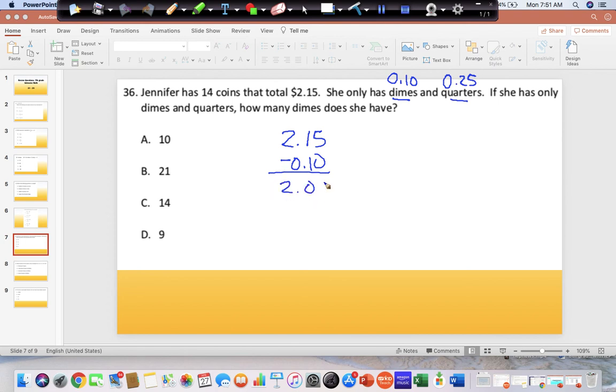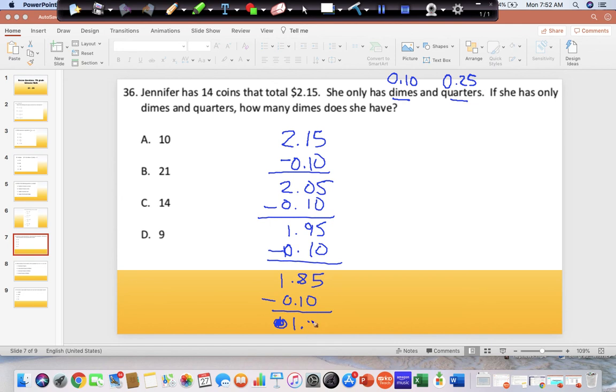But this would be $2.05, and if we subtract 10 cents again, we get $1.95. If we subtract 10 cents again, that's $1.85. I'm still not to something that a quarter can go into evenly. Subtract 10 cents, and that's $1.75. Okay, so right now I've got 1, 2, 3, 4 dimes, and I got to something that a quarter can go into evenly.